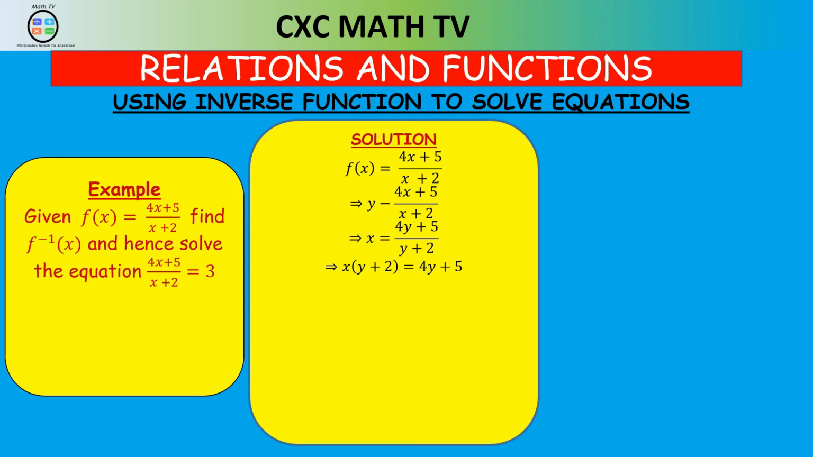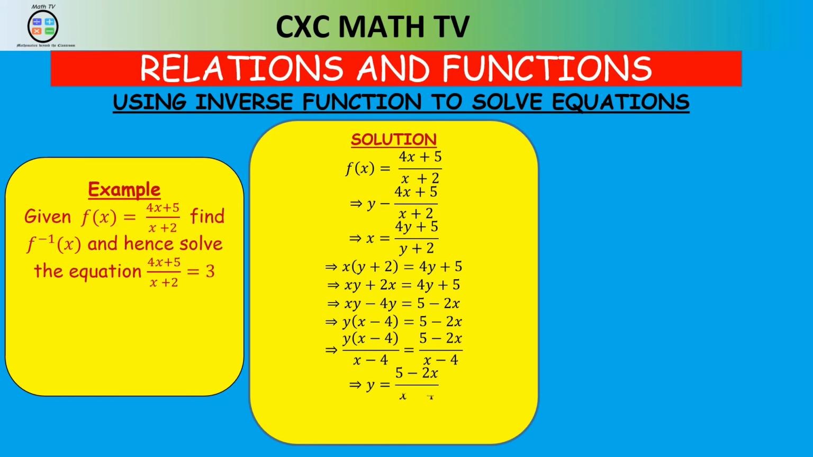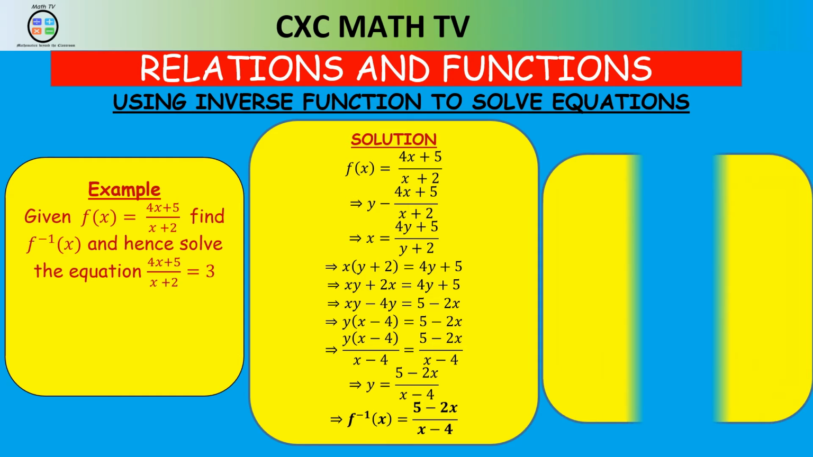Then we cross multiply. We get xy + 2x is equal to 4y + 5. Expand inside the bracket and then factor out y to get y(x - 4) = 5 - 2x. And so when we divide both sides by x - 4, y is (5 - 2x) over (x - 4). So f inverse of x is (5 - 2x) over (x - 4). So part A done and dusted.